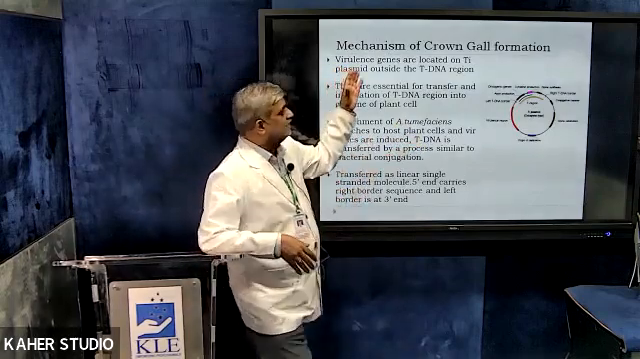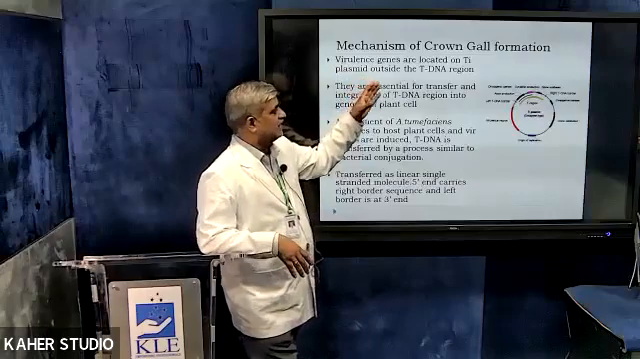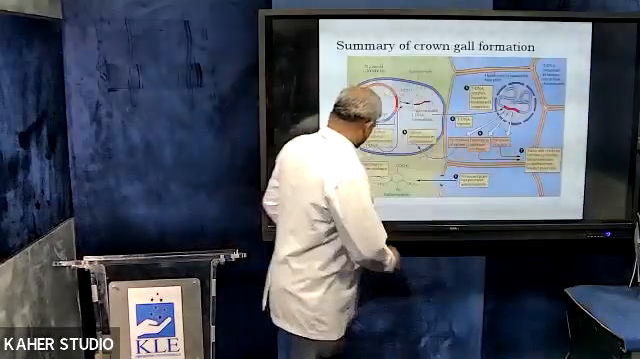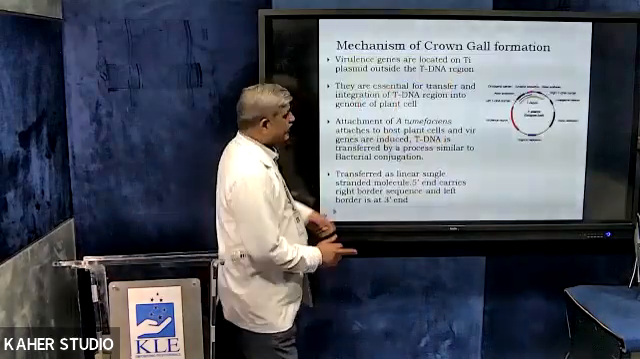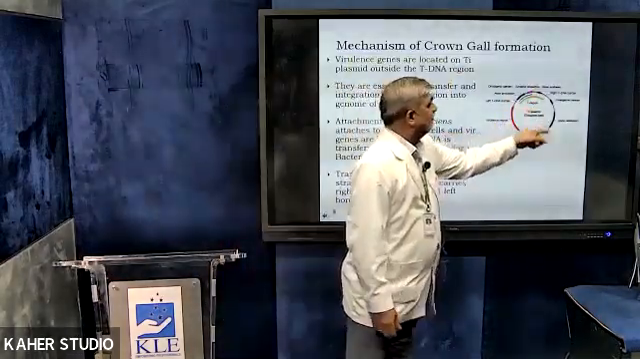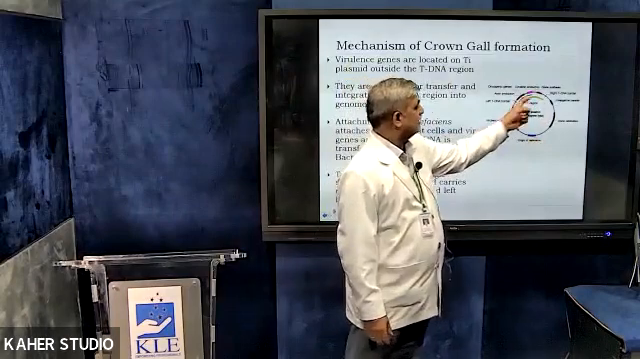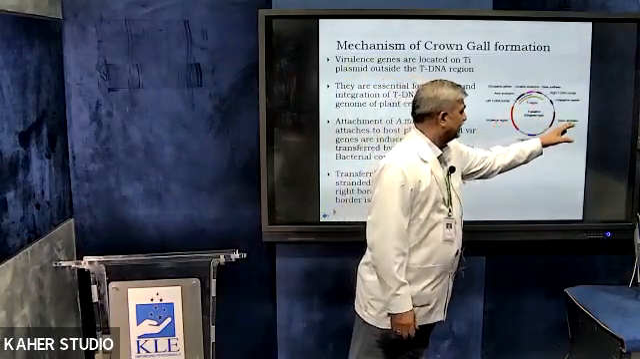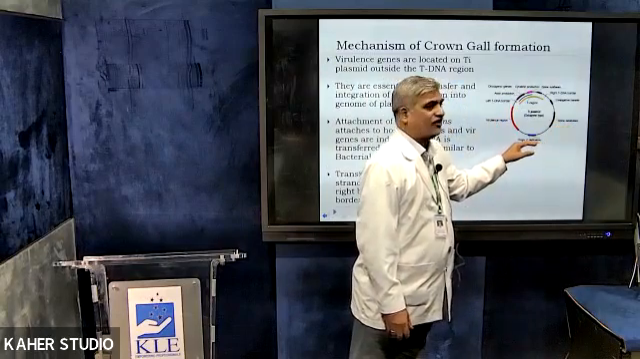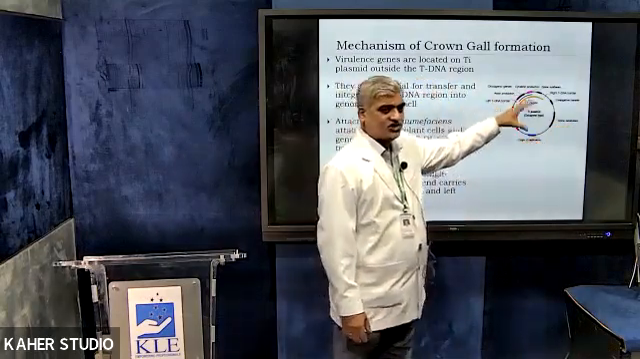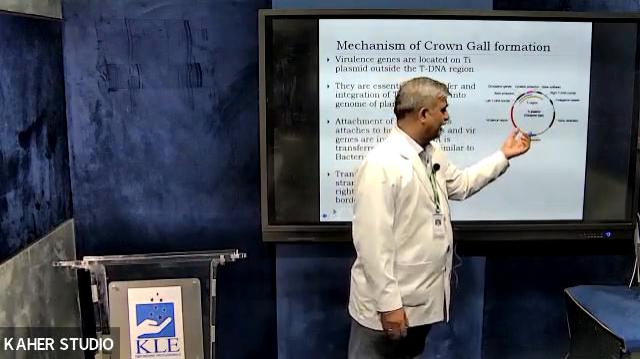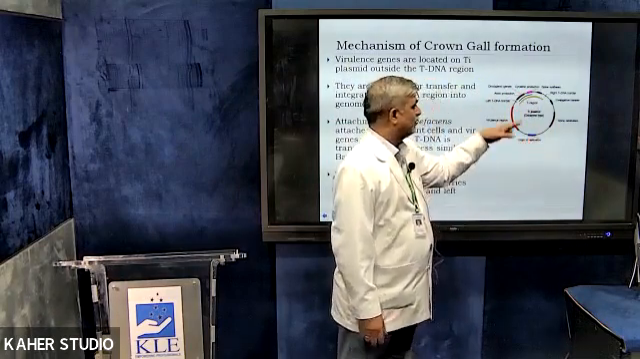So we have the virulence genes that are located. If you look into the structure of this particular plasmid, we see that there is what is called a T region, and there is a virulence region, there is an opine catabolism region, and there is the origin of replication. These are some of the essential features of a plasmid, wherein the origin of replication is a must for the plasmid to replicate.